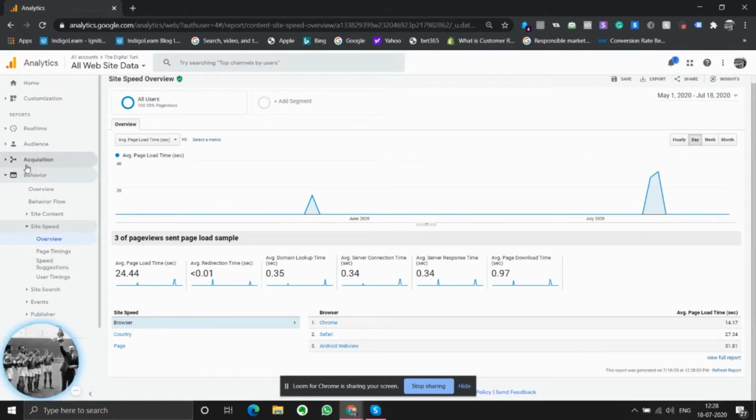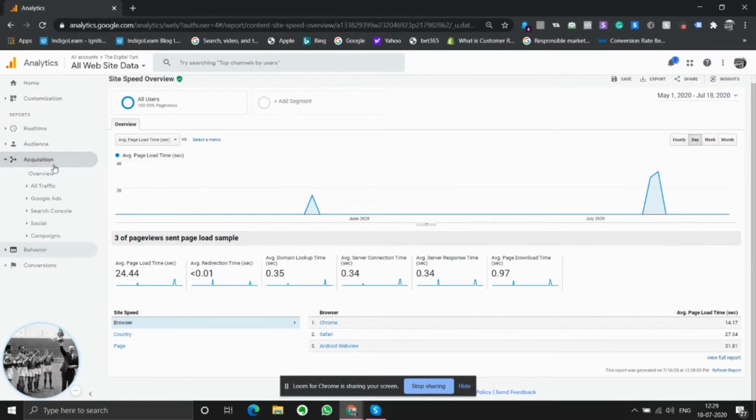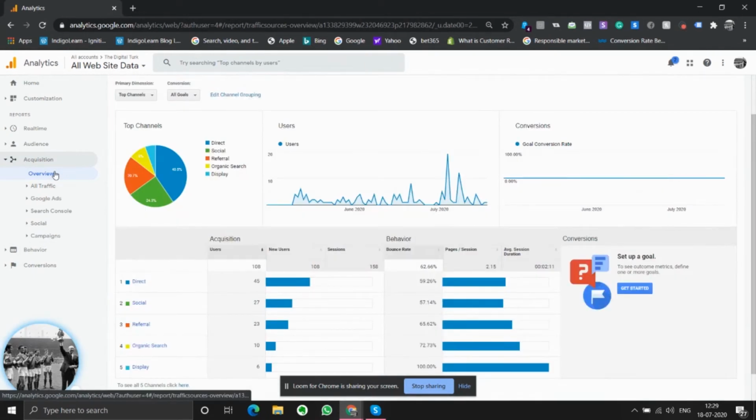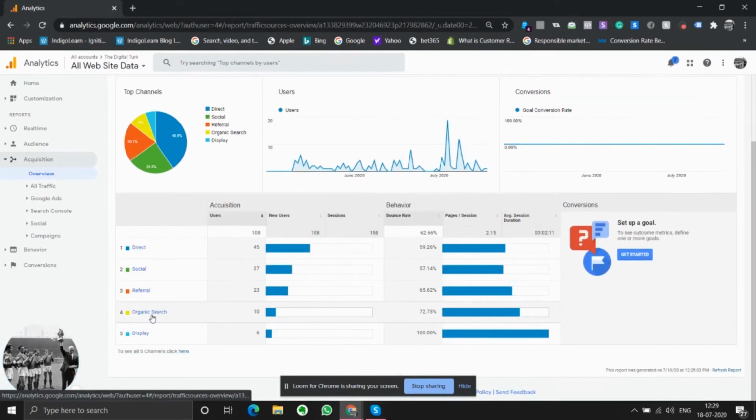Okay. So once you're done with all of this, done with behavior, then you go into conversions, which is pretty much what we're actually trying to get into. Before we get into conversion, it's important to understand the acquisition stage. So when you go to acquisition and overview, you'll understand all of the sources where your audience is coming from. How many are coming from direct channels? How many are coming from social? How many are coming from referrals and organic and display? There are all of these different things which will really help you understand this.